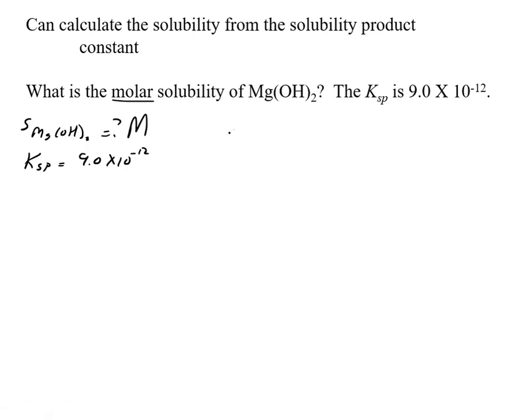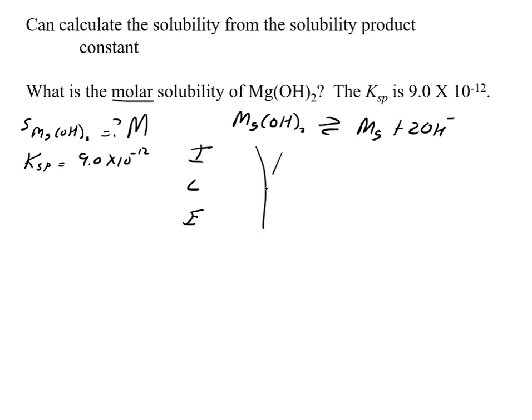So the first thing I need to do is write out my equation. So I have Mg(OH)2 goes to form Mg2+ plus 2 OH minuses. I'm going to need to do my ICE table because now I don't have just the equilibrium amount. In fact, that's what I'm looking for. That's a solid, so it's not included. My initial concentrations are 0. This is going to be x and 2x. So my Ksp expression is going to be the concentration of magnesium times concentration of hydroxide squared.